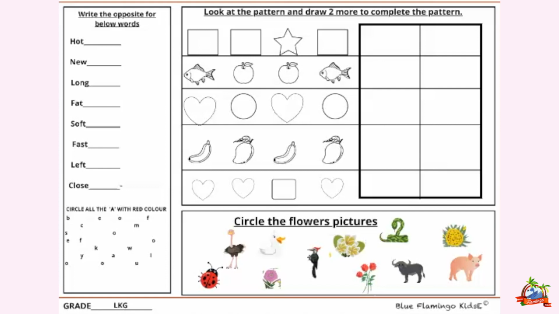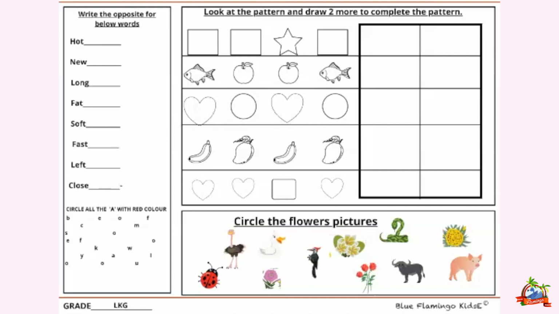U for umbrella, V for van, W for watch, X for Xmas tree, Y for yacht, Z for zebra. So we have read A to Z with one words. Now let us move to our next section, which is of maths.